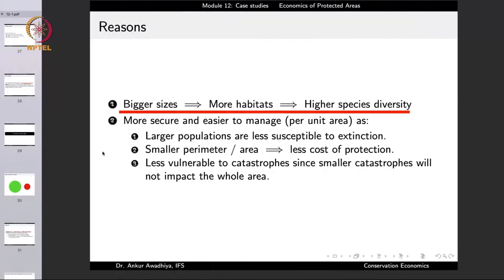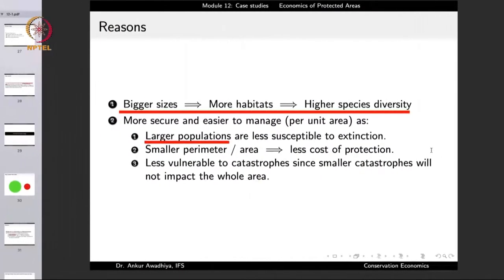Second thing is that they are more secure and easier to manage per unit area. Why are they more secure? Because in larger areas, you have larger populations. If you have larger populations, then they are less susceptible to extinction, because you will only have those factors of extinction working there that work at the larger population sizes. But the factors of extinction that work at smaller scales, the stochastic factors, will not work in these larger areas. So the populations are inherently more secure from extinction.